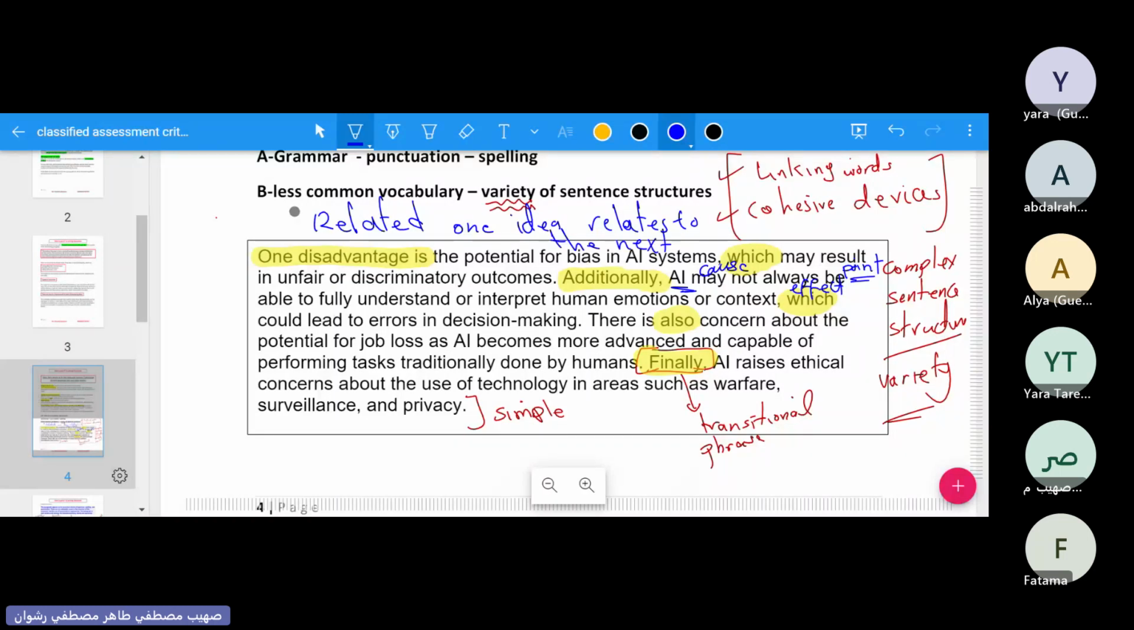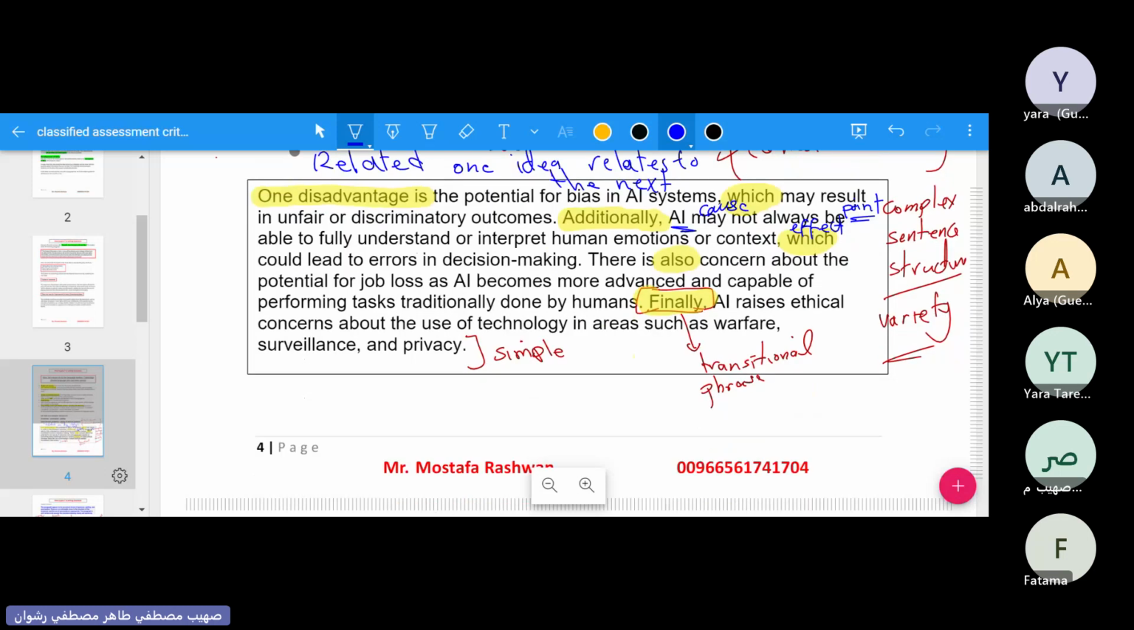When I say that ideas are not sequenced or logically arranged, it means the student includes ideas which are not related to each other. You understand what I mean? Yes, sir. Are you sure? Yes, sir.